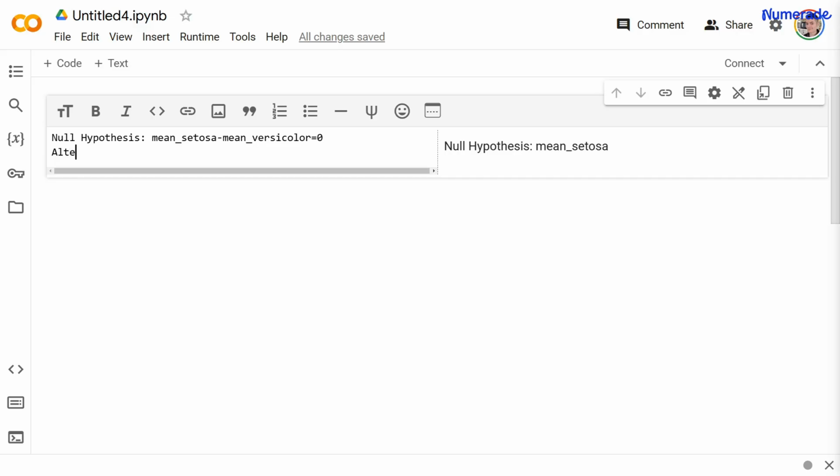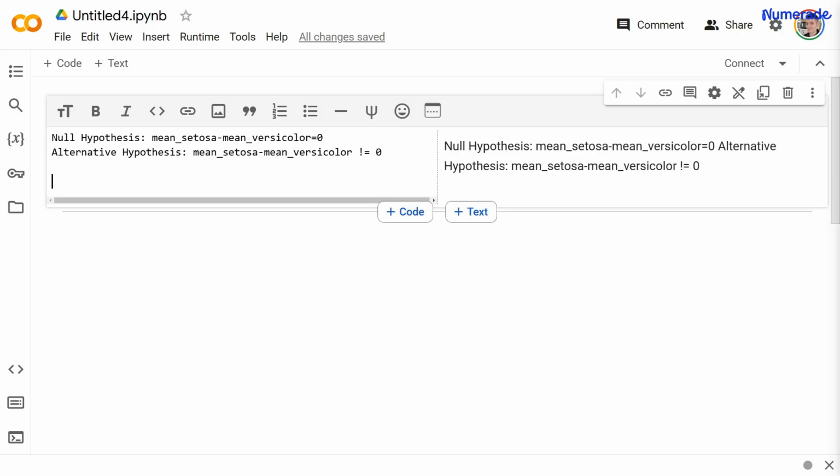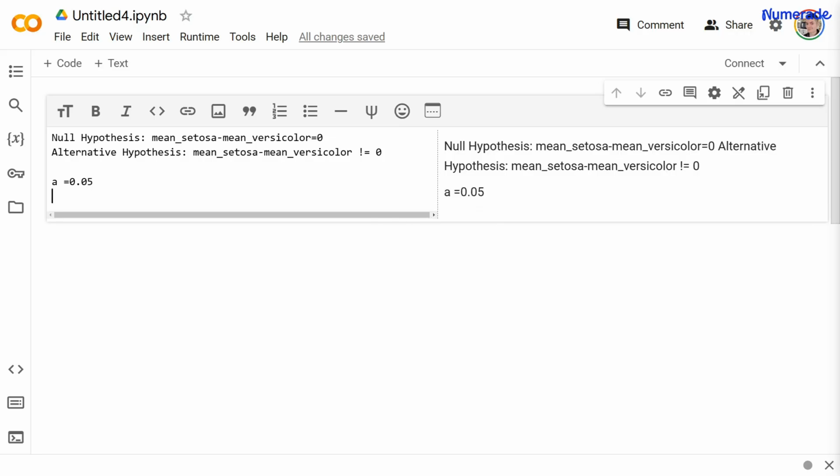The alternative hypothesis will be that the mean for setosa minus the mean for versicolor does not equal 0, where we know that we are using a t-test at the 0.05 level of significance.